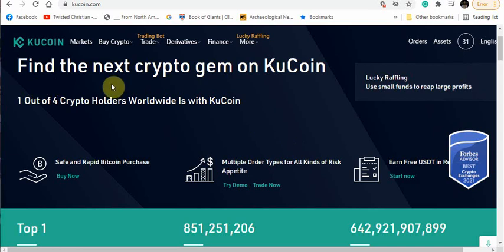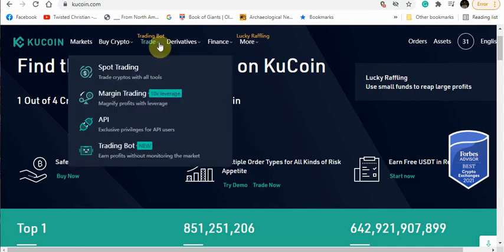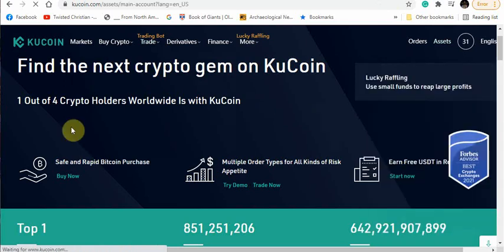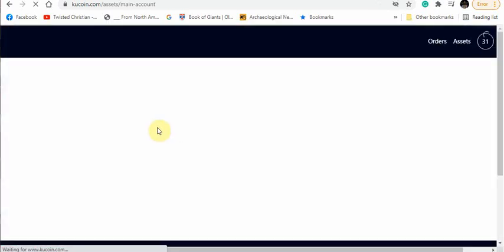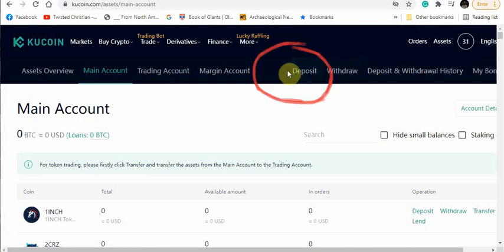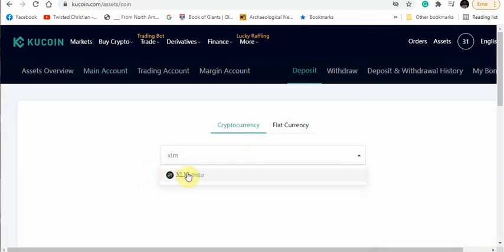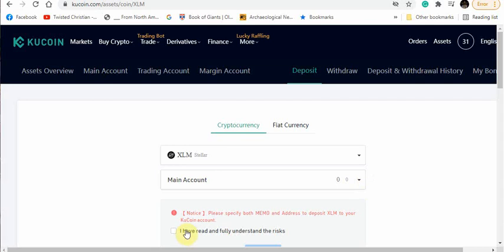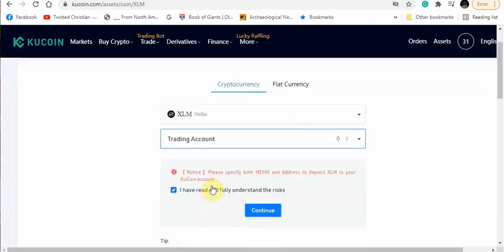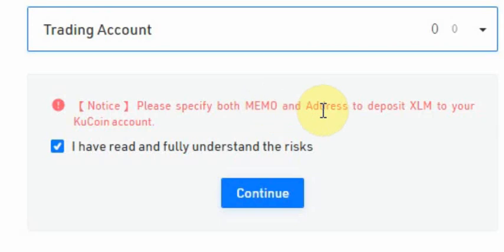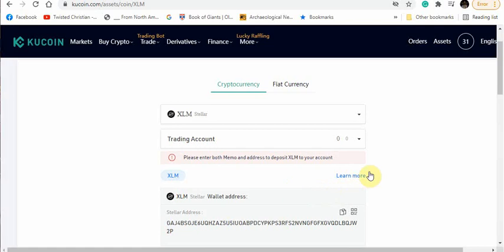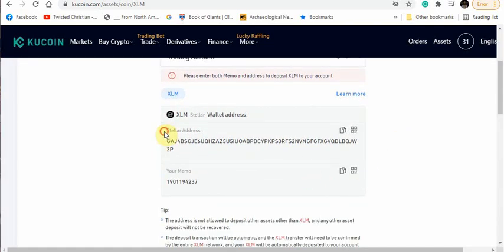All right, now since I'm going to send that particular amount of money, I'm going to send it to my Kucoin account. Now, when you send XLM, there are two different numbers that you're going to have to input. It says, notice, please specify both memo and address to deposit your XLM. Right? All right, so we'll continue. So you have your Stellar address, and then you have your memo.